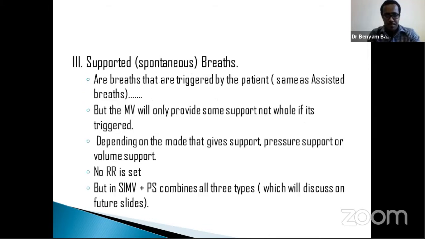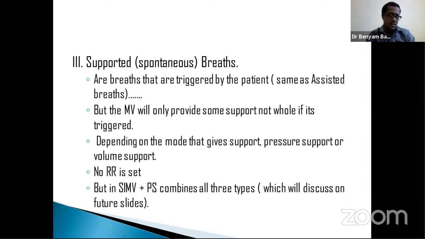And the third type of delivery of breath is the supported wave or spontaneous breath. So the breaths are triggered by the patients, the same as assisted breaths, but a bit different, which I'll come to later. The mechanical ventilator will only provide some support, not the whole breath, if it's triggered. And depending on the mode that gives support, it could be pressure support or volume support. In this kind of breath delivery, there is no need to set the respiratory rate because the patient is actually doing the respiration.